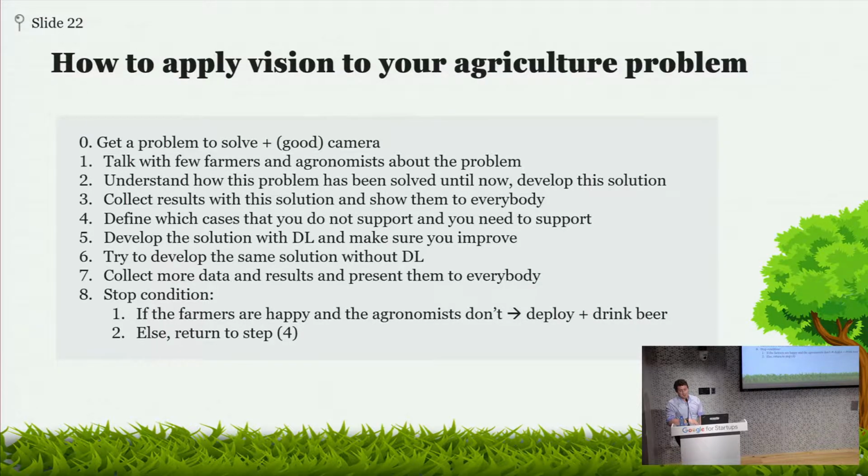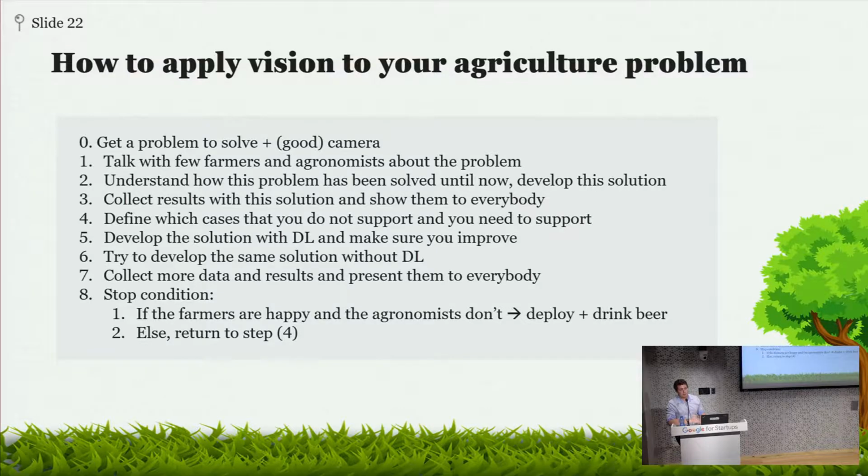And this is the slide that nobody likes because it's very long and technical, but it should be good, so you can take a photo. First of all, this is indexed as 0 because most of the people here are computer scientists, so I wasn't comfortable starting with 1. Get a problem to solve and a good camera. It's really important to get a good camera. Believe me, I tried to solve things without a good camera. Not so much.